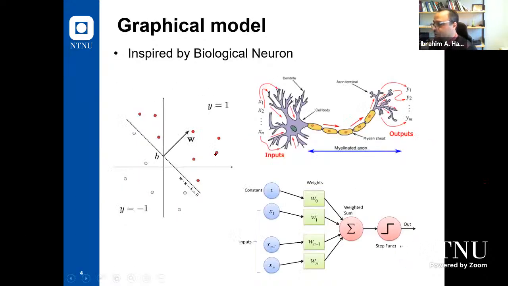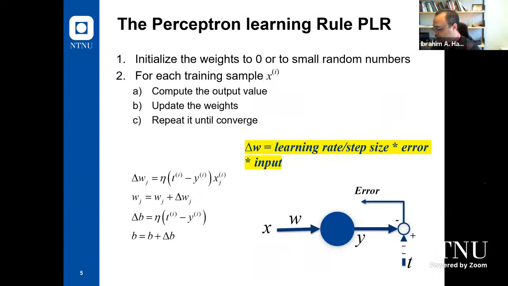So finally, the output will be like this: y equals 1 when the data point is located above the line, and y equals minus 1 when the data point is located below it, right? We need to work with an example, but we can talk first about the perceptron learning rule.